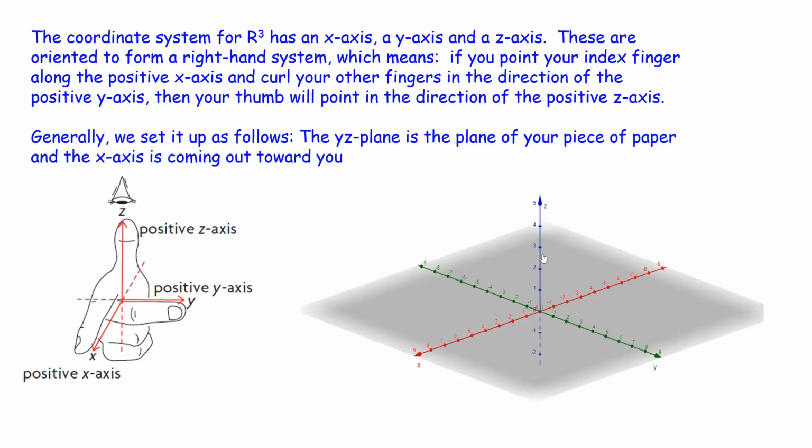The z-axis is going up and down, that's the vertical axis. And by the way, the x-axis is positive on the side that's coming out towards you and negative on the other side. The y-axis is positive on the right, negative on the left. The z-axis is positive at the top and negative at the bottom, which is what this is showing. I'm going to do a little animation now to kind of give you an idea what that might look like.